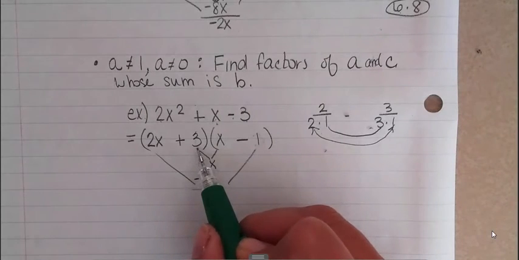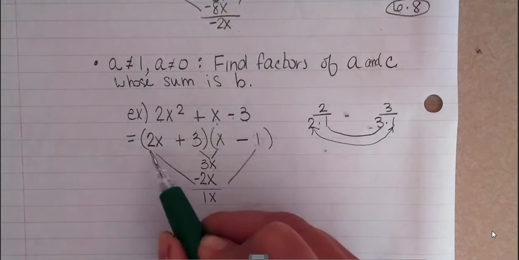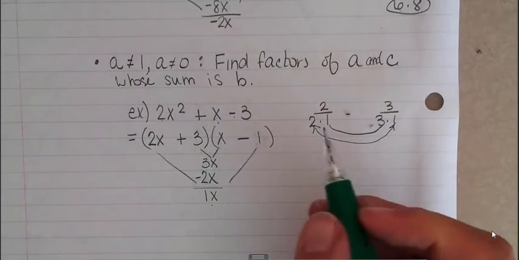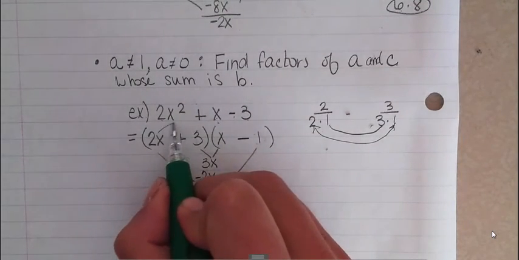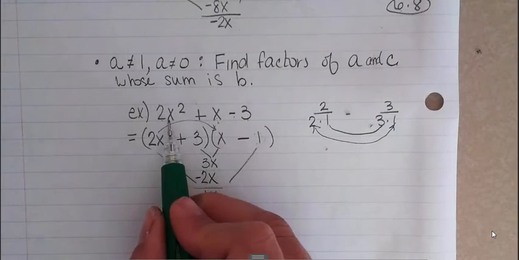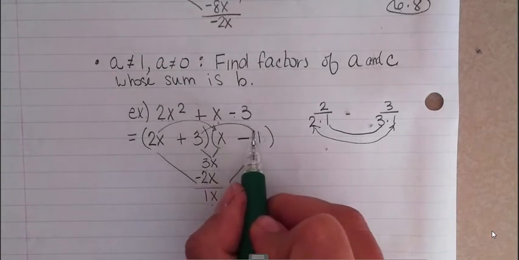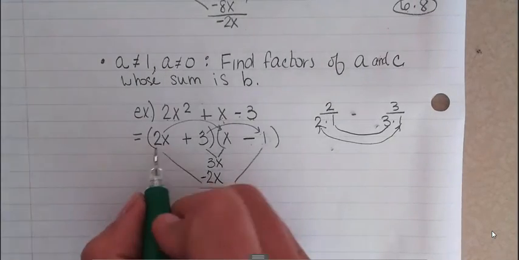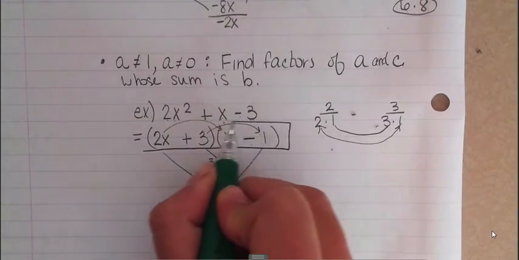Okay, so in the middle here, my inners give me 3x. My outers give me negative 2x. I've got the positive 1. Now let's check our first and our last. Checking the first, I get 2x squared. Perfect. And checking my last, I get negative 3. Perfect. Okay, so when I have factored this, it looks just like this.